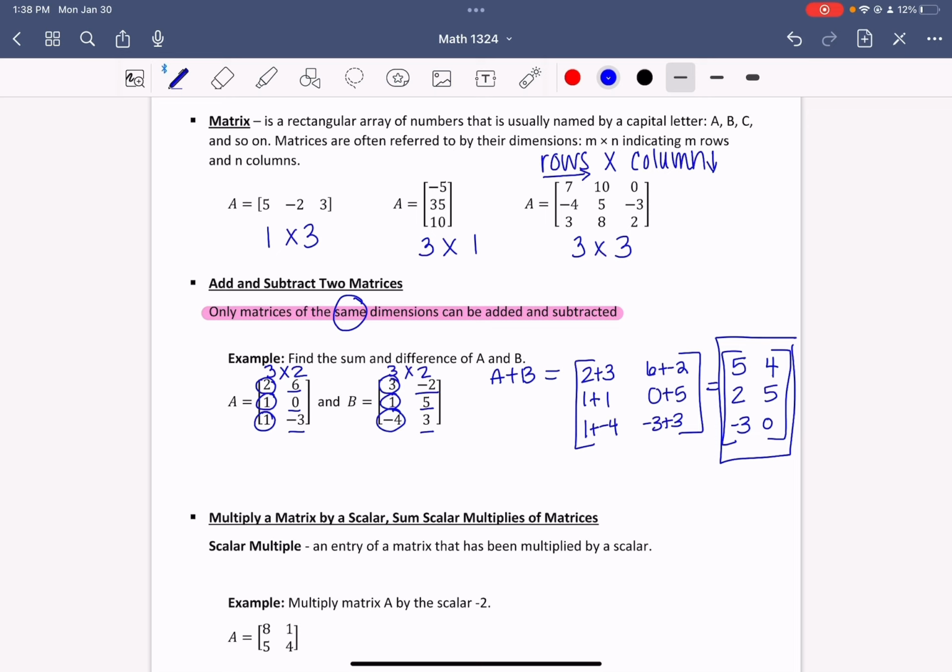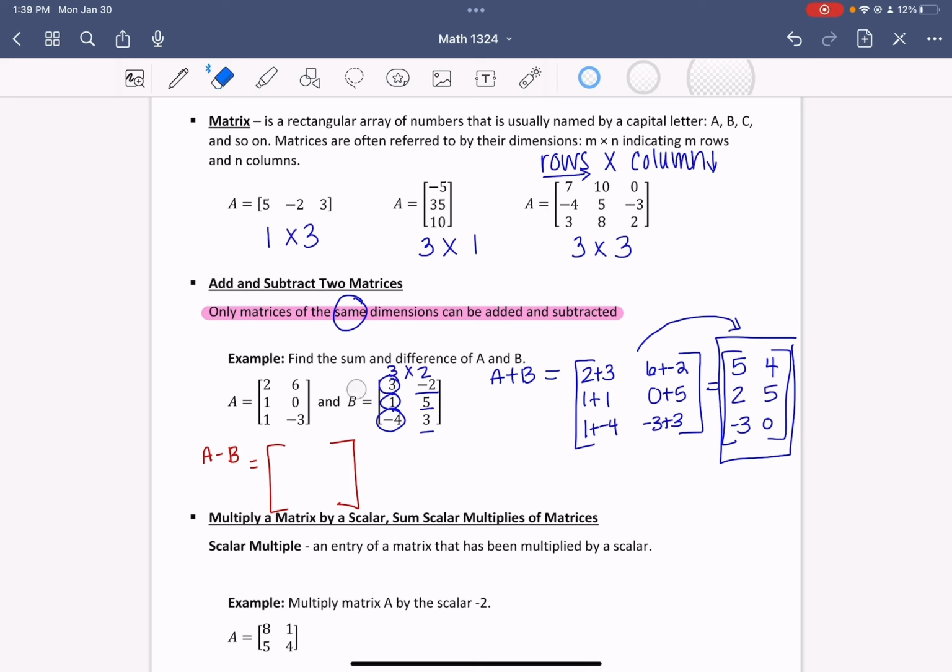And now I just want to show you step by step that I'm just taking each piece, adding up those corners, middles, each individual piece, putting them together. Now the same is going to be true for subtraction. If I wanted to say what is A minus B, that means I am subtracting each individual entry.